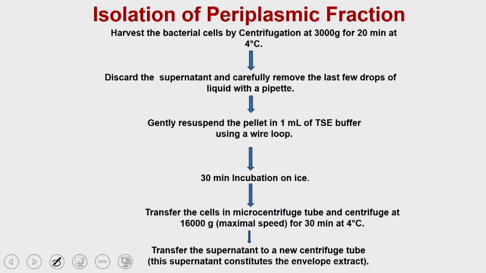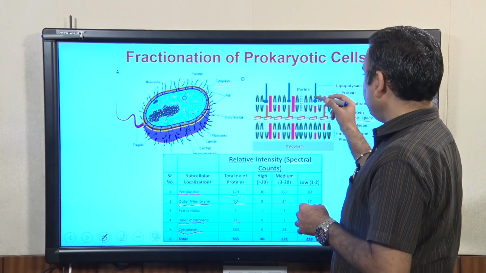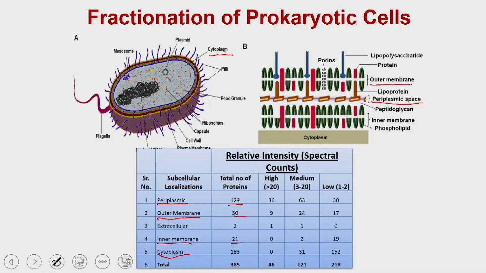Let us see what steps you require to isolate the periplasmic fraction. As I said, the periplasmic fraction is present within the cell wall, and in the cell wall you have two layers, one called the outer membrane, the other called the inner membrane. Within this cell wall there is a region called the periplasmic space. If you give an osmotic shock to the bacteria, the proteins present in this region will come off and can be used for downstream applications.